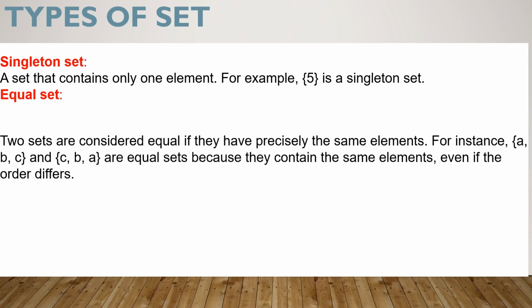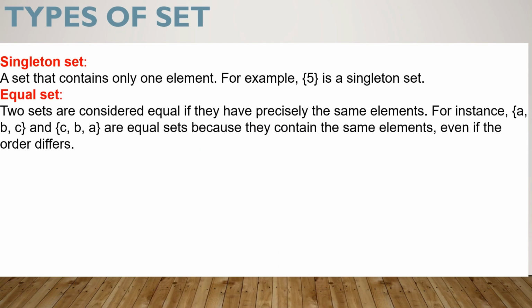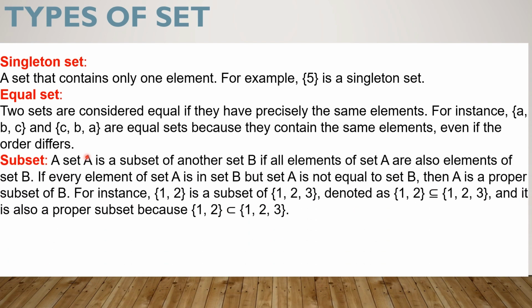Next one is equal set. Two sets are considered equal if they have precisely the same elements. For instance, sets {A, B, C} and {C, B, A} are equal sets because they contain the same elements even if the order differs. Here, order is not considered, so we just look at the elements of both sets. Both sets contain A, B and C as the elements, so these two sets are called equal sets.